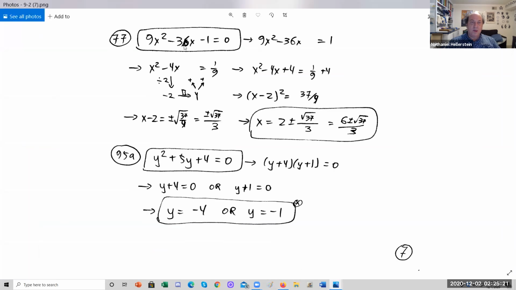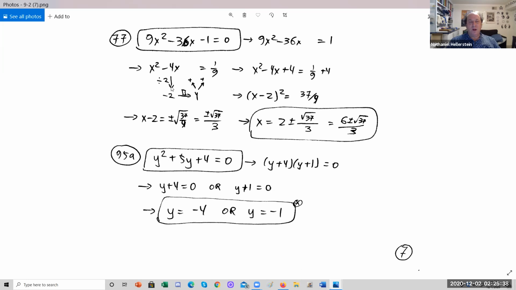9x squared minus 36x minus 1. Now it's getting kind of gnarly. All right, well, let's move the 1 over. 9x squared minus 36x equals 1. Divide by 9. x squared minus 4x equals 1/9. All right, we complete the square.